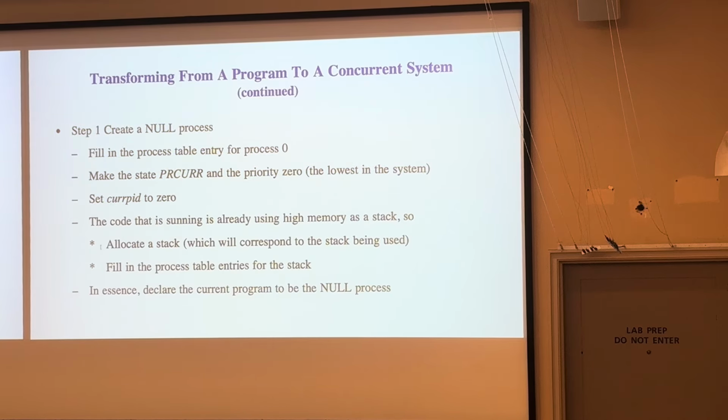Oh yeah, sorry. You need to allocate the stack and fill in the process table entries for the stack. So these are all the initialization work that needs to be done for the null process. Okay, so in essence, we declare the current program to be the null process. This is how we transform the OS into a concurrent system.